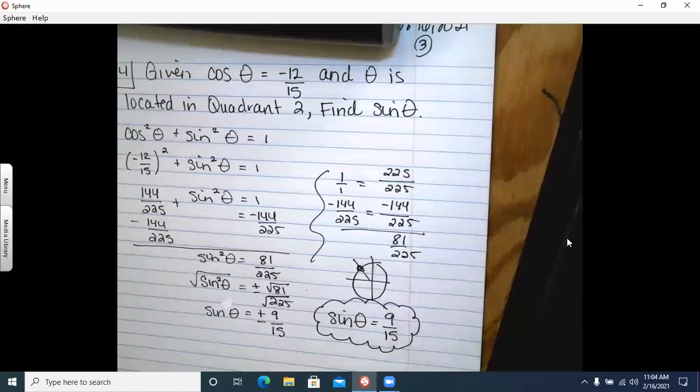So did y'all get positive 9/15? Yay. And positive because sine in quadrant 2 is positive, right? Anybody have questions on that one? All right, I'm going to have you do one more. This one's going to be a tangent. So you don't just stop at finding sine or cosine, you have to find tangent like the first example.